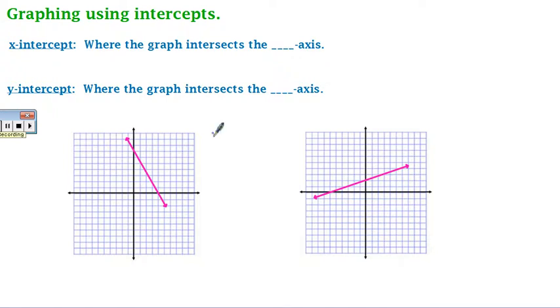Hi guys, we're going to look at graphing with intercepts today. So we first need to know what intercepts are. When we're talking about an x-intercept, that's where the graph of your line intersects with the x-axis. So we call that the x-intercept. We always have an ordered pair that looks like x, comma, 0. So that means our y-coordinate is always going to equal 0.